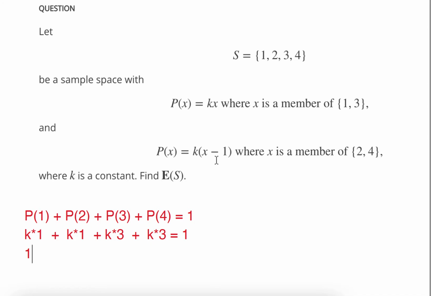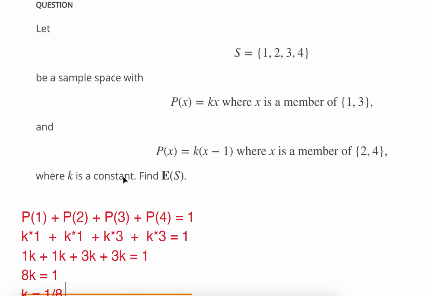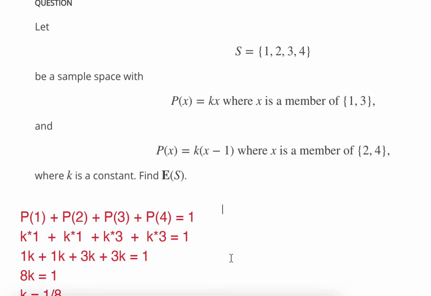So if you rearrange that, that's 1k plus 1k plus 3k plus 3k. So 1, 2, 5, that's 8k equals 1, or in other words, k equals 1/8. So we found the constant k. Now we can calculate the expected value. The expected value is found by taking each value and multiplying it by the probability of getting that value.